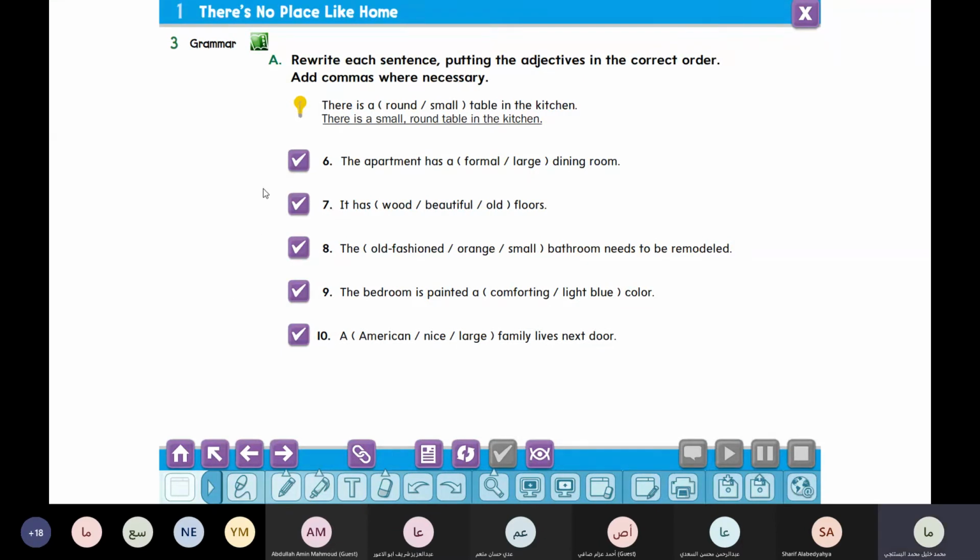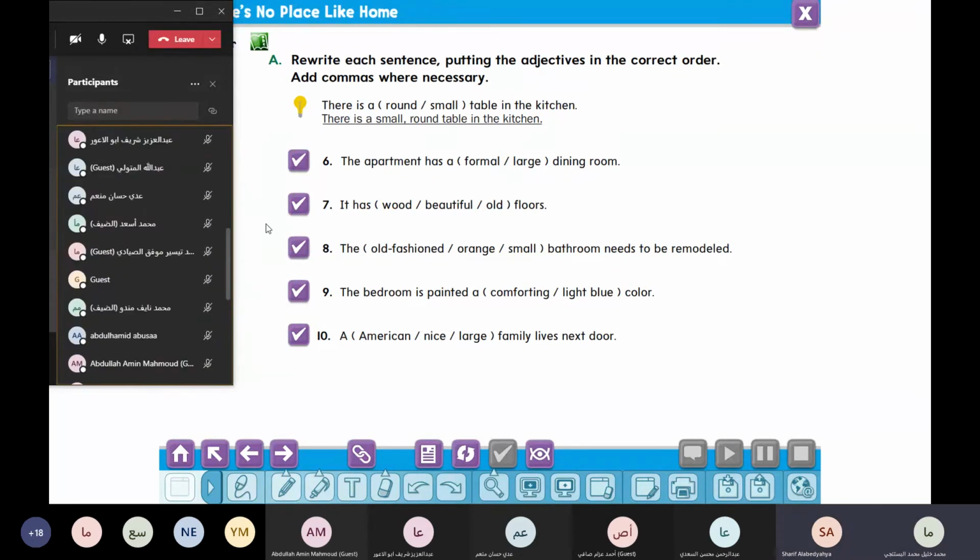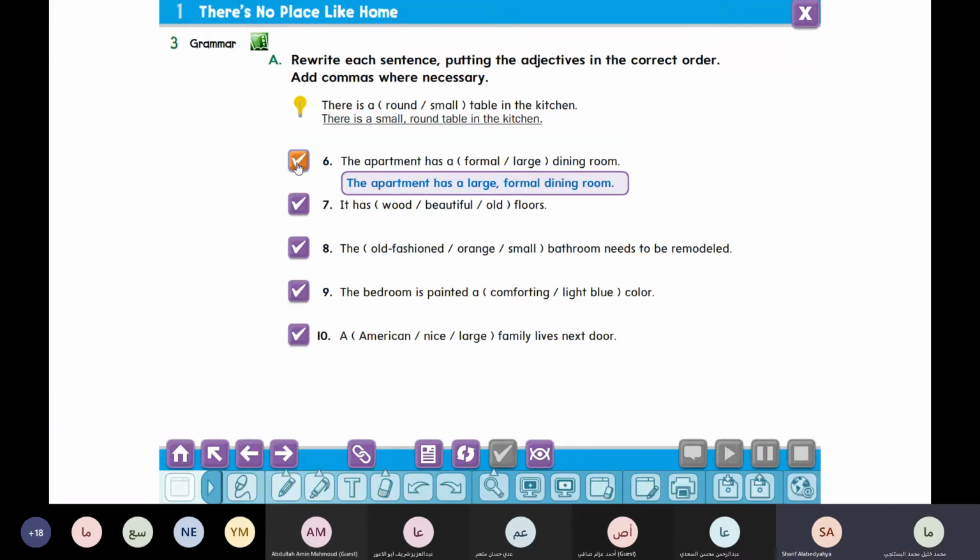Number 6, who can try? Can I answer? Yes, Sharif. The apartment has a formal, large dining room. Good. Formal is an opinion, large is size, so: the apartment has a large formal dining room. Good. Thank you. Next, number 7.